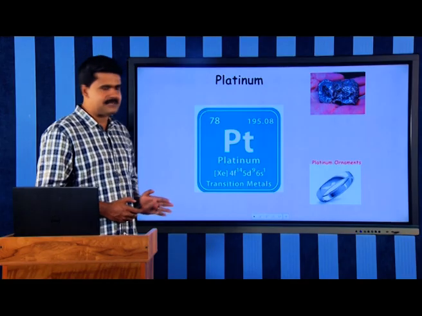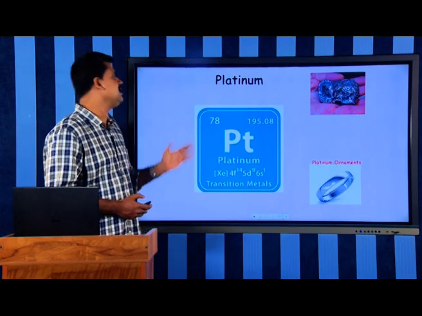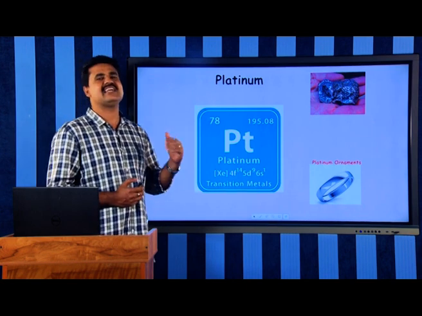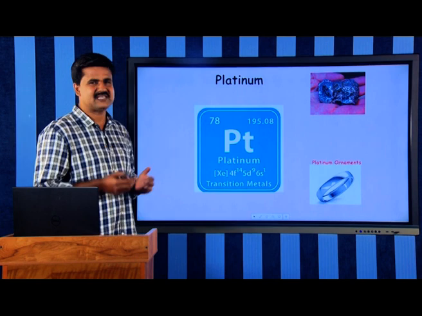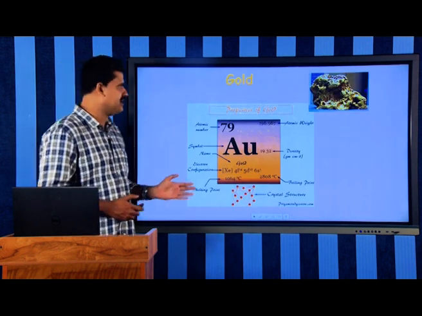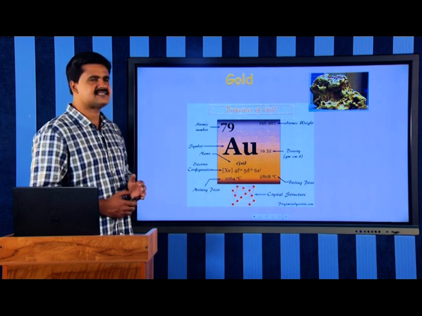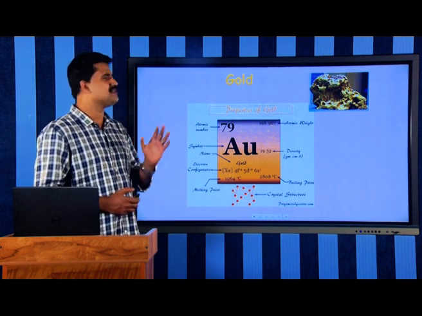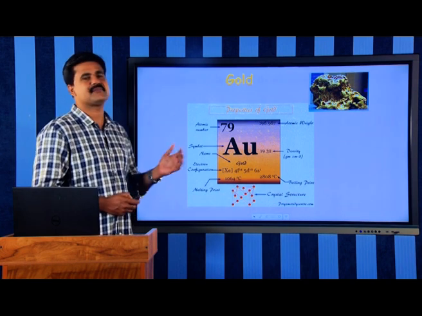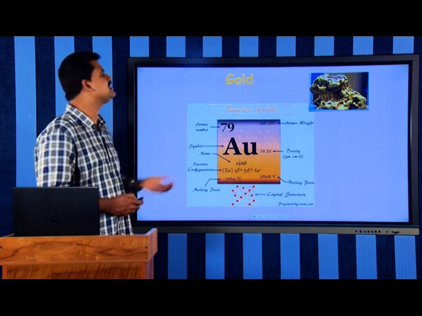Then platinum. Platinum is highly useful. Its atomic number is 78 and it appears like this, and it is highly useful in the preparation of ornaments, and it is now more popular than gold. Then gold. Gold with atomic number 79 is one of the most precious elements, and we all use it for the preparation of different kinds and varieties of ornaments.